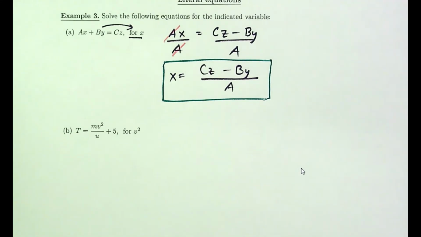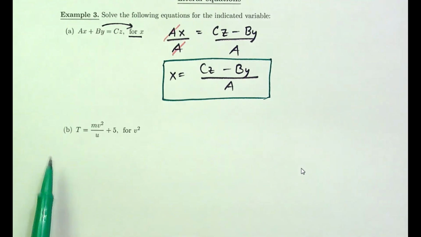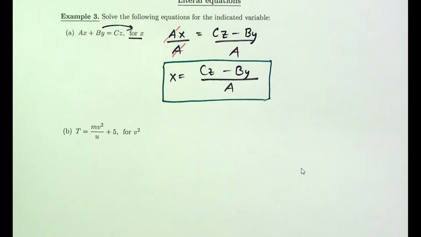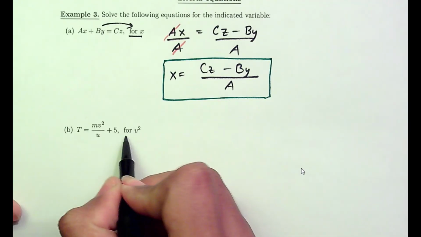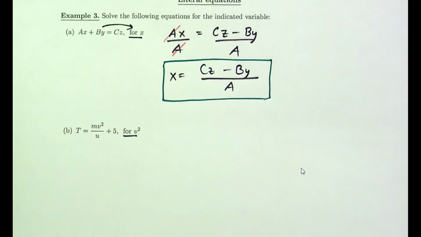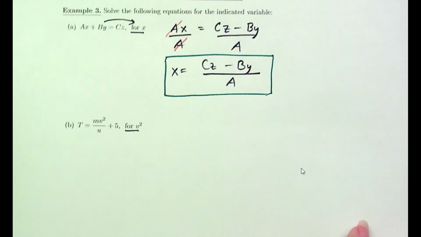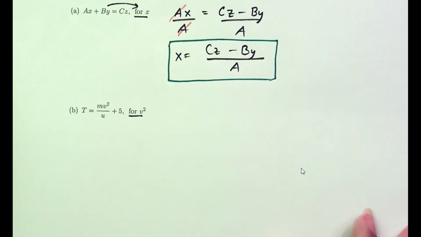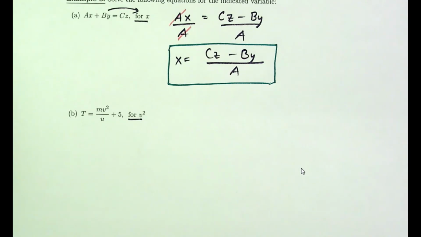Okay, let's do another example. This one: t equals mv squared over u, plus 5. In this case, we would like to solve for v squared, meaning I want the v squared part all by itself. Now notice that in this one, there's a little bit of a fraction, a denominator. And remember the trick I told you to deal with equations that have fractions or denominators: what you want to do is get rid of them.